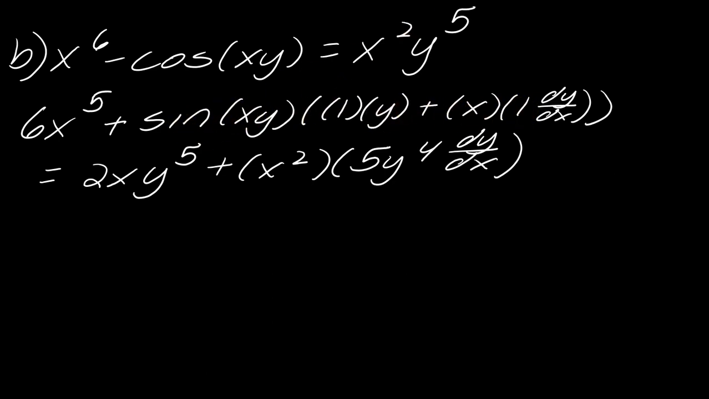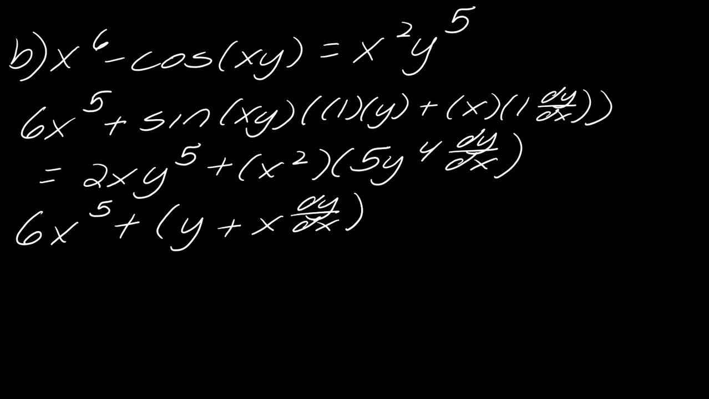So here's a pro tip if trying to multiply this together is just totally throwing you off. That happens a lot with implicit differentiation. Reverse the order of this. So let me show you what I mean. So I've got 6x to the 5th, and then this is y plus x dy dx times sine of xy. So see how, let me put the parenthesis here, sine of xy.